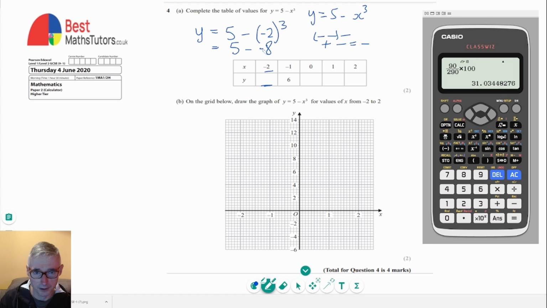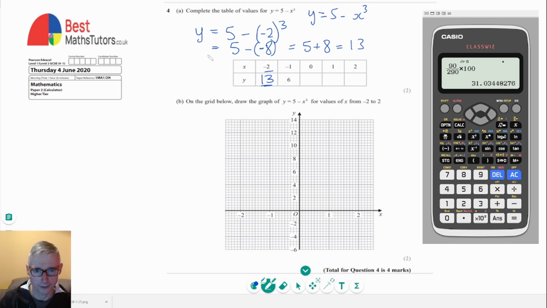So the bit in the brackets there, once we've cubed it, works out as being minus 8, and we know we've got a negative and negative next to each other there, so that's actually going to equal 5 plus 8, which is 13. So that's our value that can fit in there.